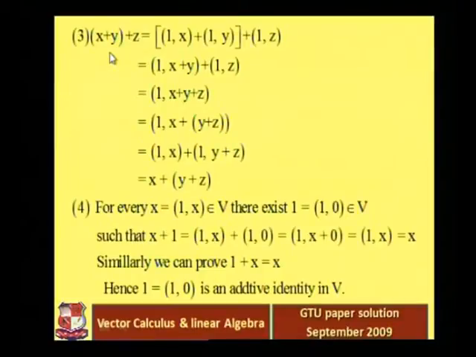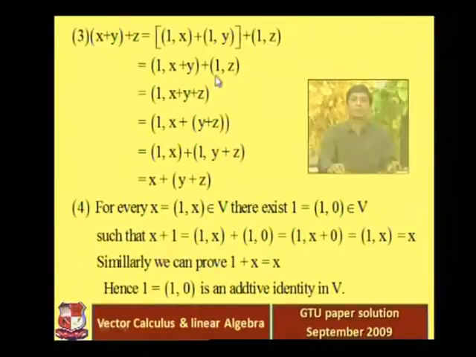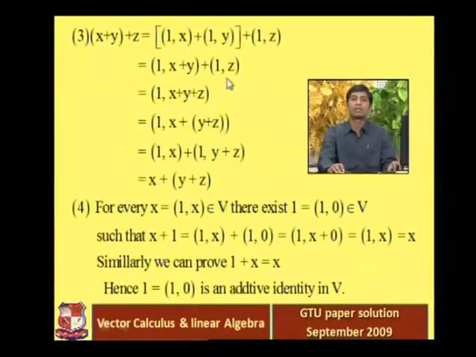Now the third, the associative law we are trying to prove: (x + y) + z = x + (y + z). So x + y, that is (1, x) + (1, y), with the bracket outside plus (1, z): (1, x) + (1, y) becomes (1, x + y) + (1, z). Now again using the definition of addition, (1, x + y + z) can be written as (1, x + (y + z)), which is (1, x) + (1, y + z), that is x + (y + z). So it's quite easy to prove the associative law for addition: (x + y) + z = x + (y + z).